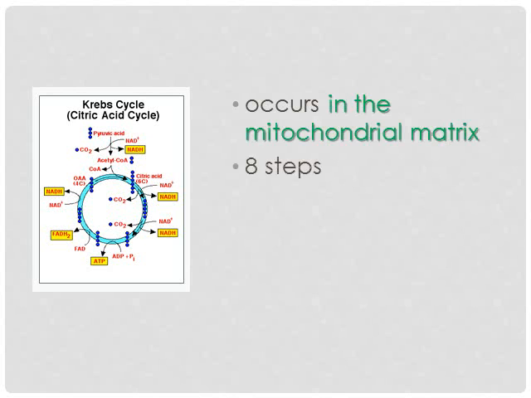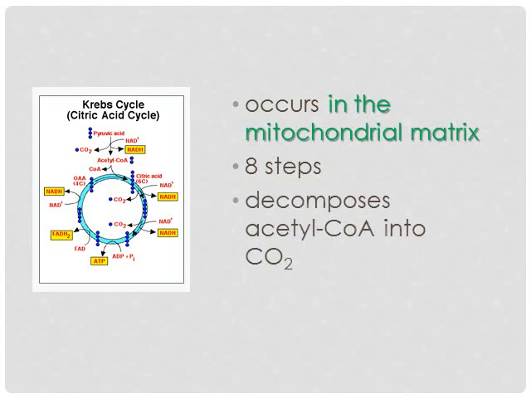So again, mitochondrial matrix, 8 steps. There's actually more than that, but we tend to condense these steps into 8 steps because a lot of the intermediate steps are very, very quick. And we're going to be decomposing the acetyl coenzyme A, so breaking it down until all we have left from it is carbon dioxide.